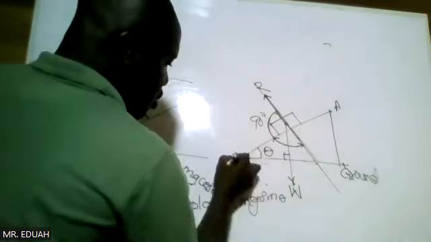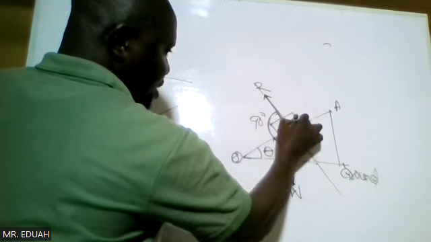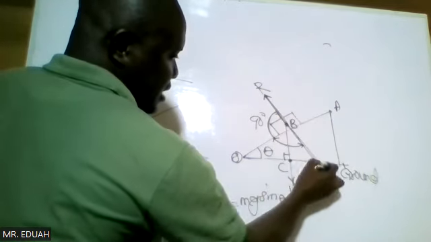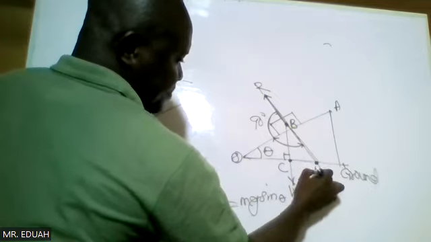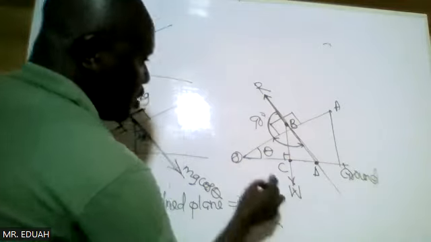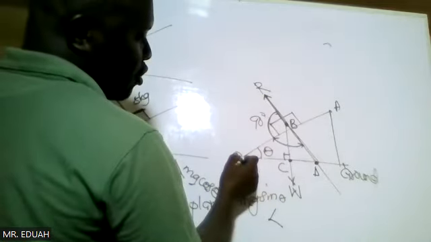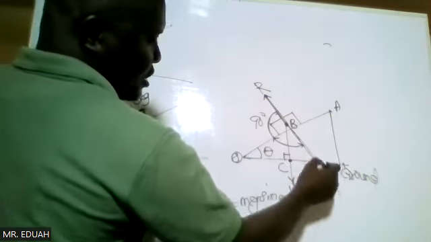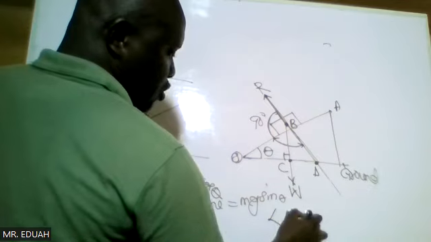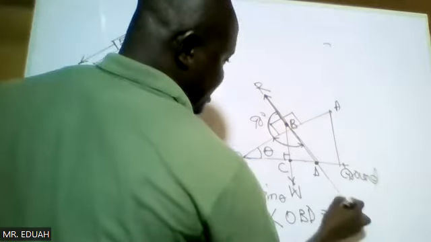So O, maybe B, C, and D. The angle O, B, D is equal to 90 degrees. The angle at B.